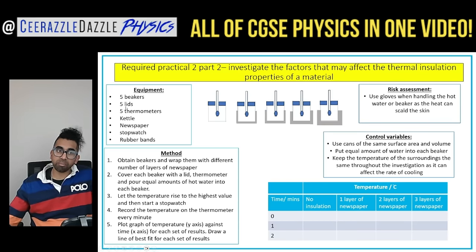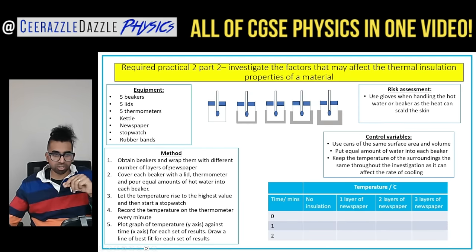So in this one: 5 beakers, 5 lids, 5 thermometers, kettle, newspaper, stopwatch, rubber bands. Obviously, same thing again, you put equal amounts of water, you wrap different amounts of the same material on each one. So look, this one's maybe 1 layer thick, 2 layers, 3 layers, 4 layers thick, but it's the same material right now. And then you put equal amounts of hot water into each one of them. And yes, you let the temperature rise up to the highest value.